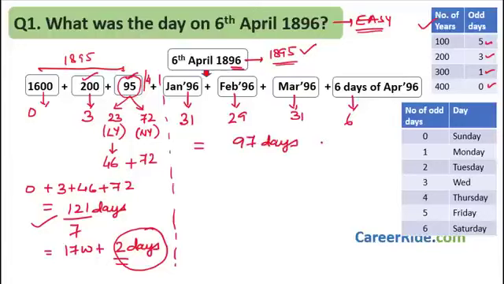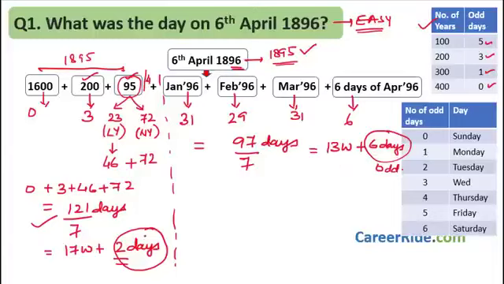But I am only interested in odd days here. So can I find out how many odd days there are? To do that, I'll divide it by 7. What do I get? I get 13 weeks plus 6 days. And these are the odd days that I get. 6 odd days. I am only interested in odd days.